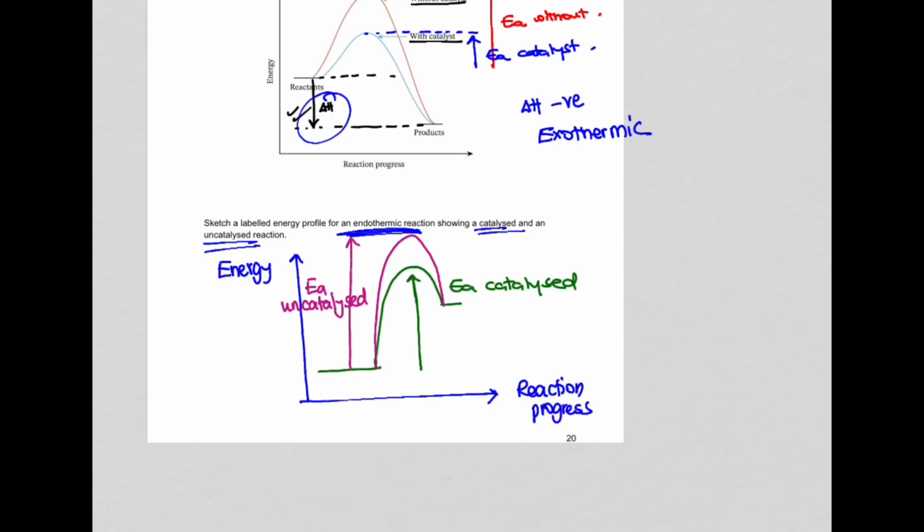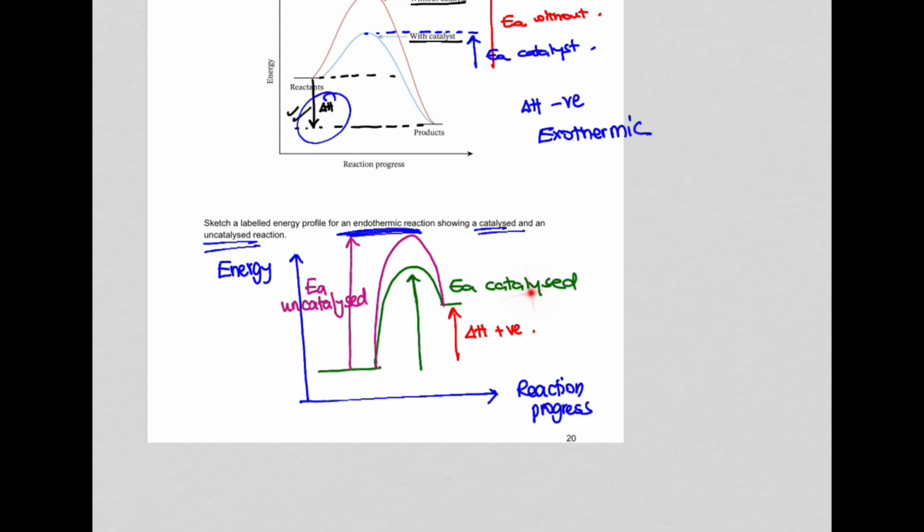So this is the graph. Things that you have to pay attention to are the axes, which have to be labeled. This is reaction progress, this is energy. And you can see here you have delta H positive. So this is an endothermic reaction.